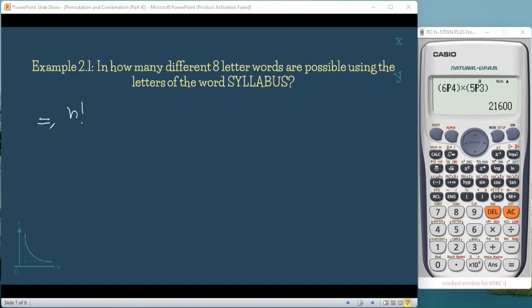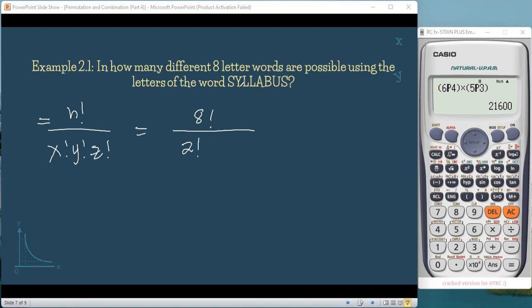So that is n factorial all over x factorial times y factorial times z factorial. Wherein ito pong x, y, z, ito po yung letters na may mga repetition. So, using po this formula, ilan po, my dear students, na ngayon? Yung different words, 8-letter words. So, ilan po muna yung letters ng syllabus? 1, 2, 3, 4, 5, 6, 7, 8. So, we have 8 factorial all over. So, si S po ba, ilang beses na ulit? 1, 2. So, we have here 2 factorial.